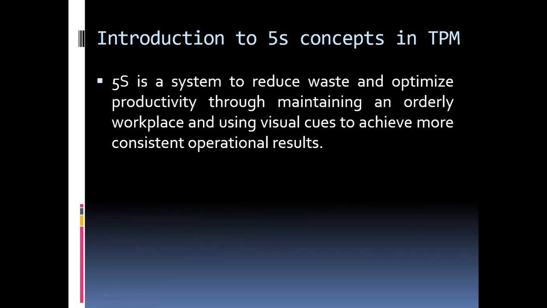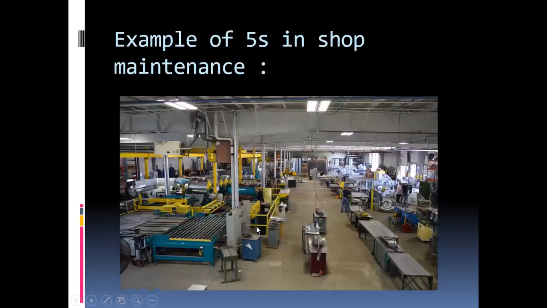5S is a system to eliminate unwanted wastage by optimizing productivity through maintaining an orderly workplace system, using visual aid management tools to achieve more continuous operational results. This is one such example of 5S inside the shop maintenance. In this image, you can note that all the machineries and material handling systems are kept in a well-sequenced, orderly manner, neatly cleaned and maintained, as given in the background image.